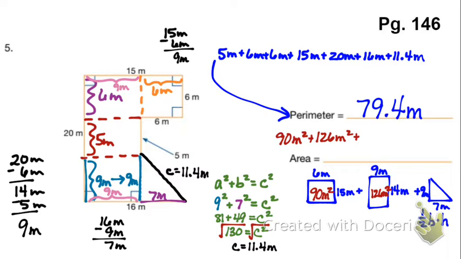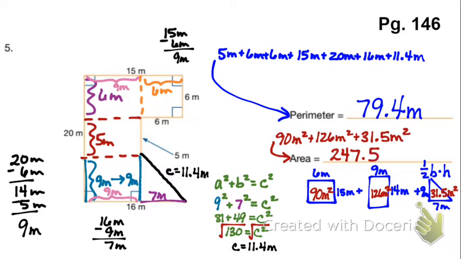And then we got to do that triangle. 1/2 base times height. Right? 31.5. I just divided by 2. Yep. That's the same thing as multiplying by 1/2. So now we need to add all of those up. And what do we get? 247.5 meters squared. You said 247? Yes. 0.5 meters squared.